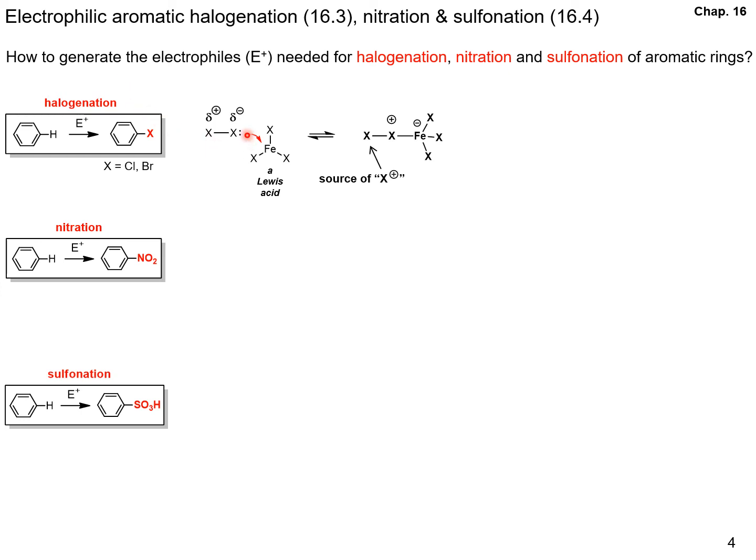What happens is one of the halogens forms a bond with iron. So iron is acting as a Lewis acid, accepting a lone pair of electrons from one of the halogens, and you end up with a species that looks something like this or this. So the actual species that reacts with benzene could either be drawn like this, or you could consider it to be something that looks like this. And either way, this is a source of X+.